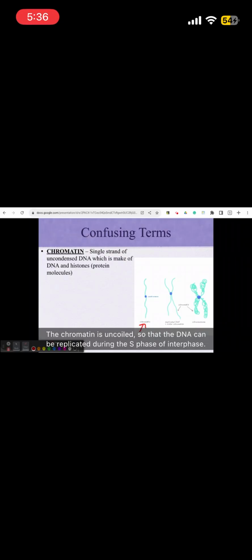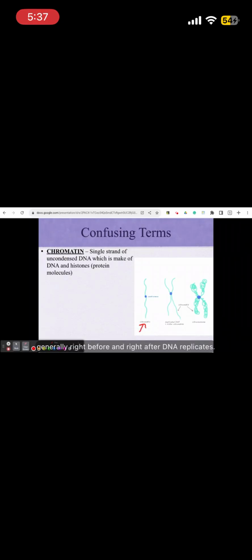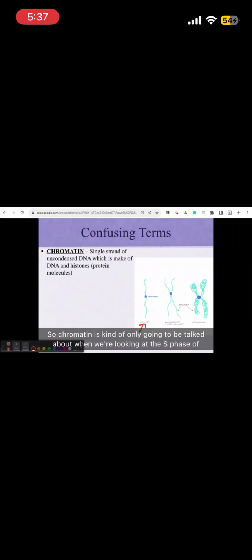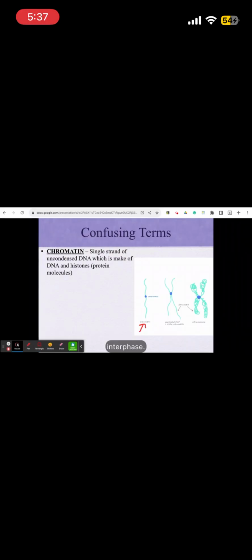The chromatin is uncoiled so that the DNA can be replicated during the S phase of interphase. The only real time chromatin is going to be present is in interphase, generally right before and right after DNA replicates. We want that DNA to be open so that it can unzip and be copied. So chromatin is only going to be talked about when we're looking at the S phase of interphase.